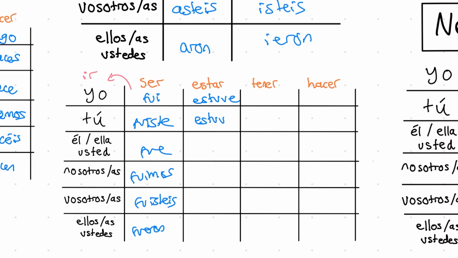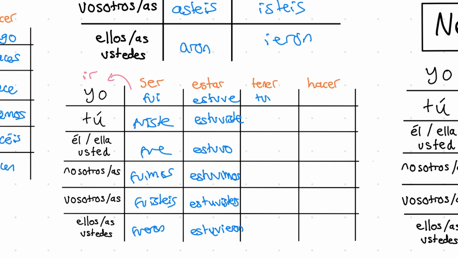estuviste. Then for he, she, estuvo, estuvimos, and my U's and V's look quite similar here. Estuvisteis, that's a bit clearer. And lastly, estuvieron. This is where they get quite tricky because the words are quite long. So estuvieron.